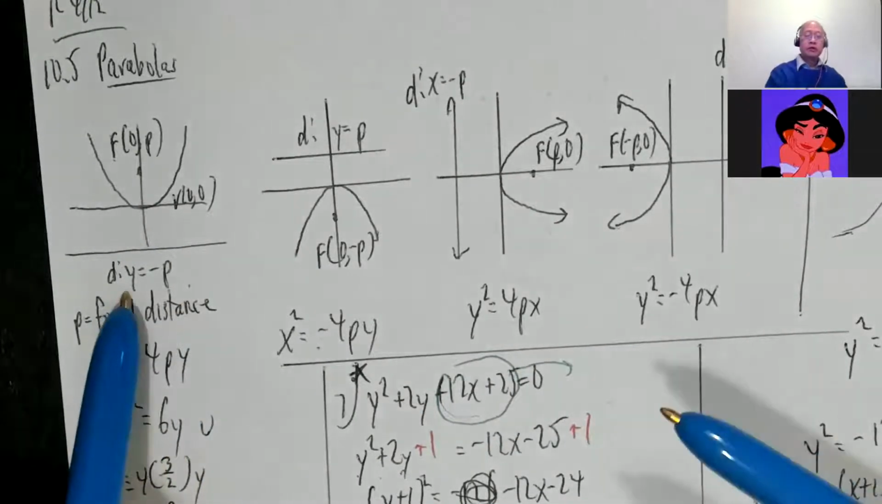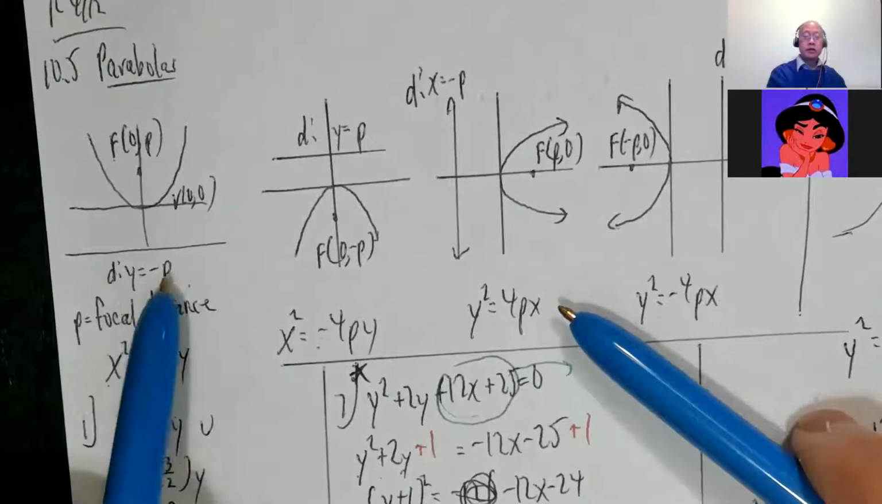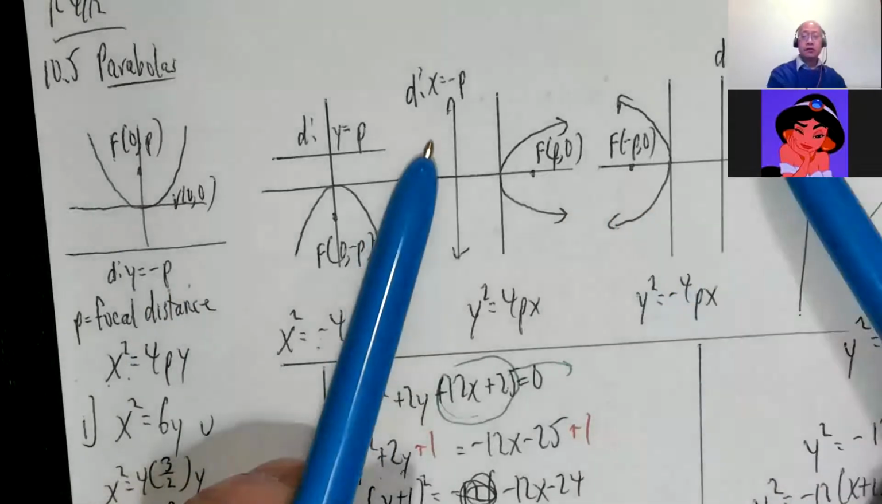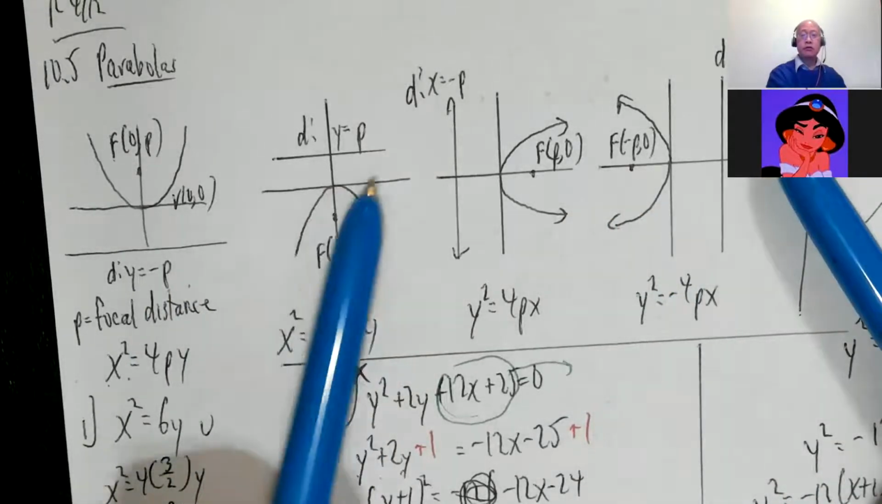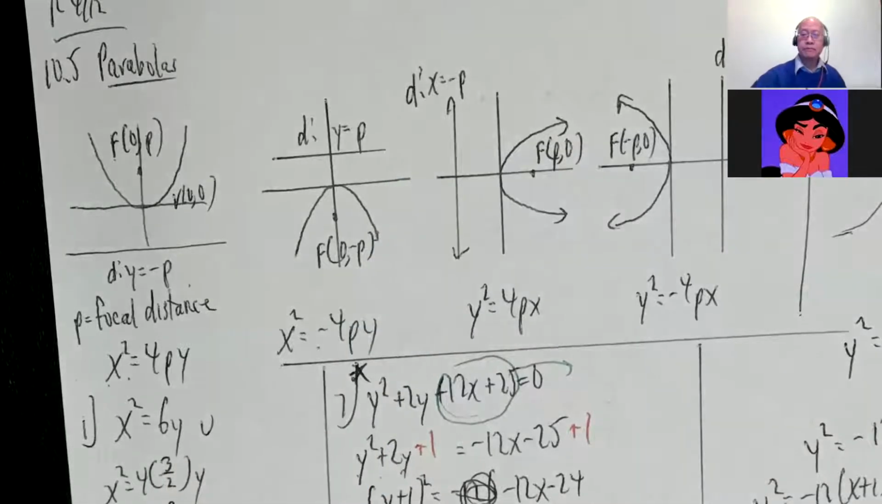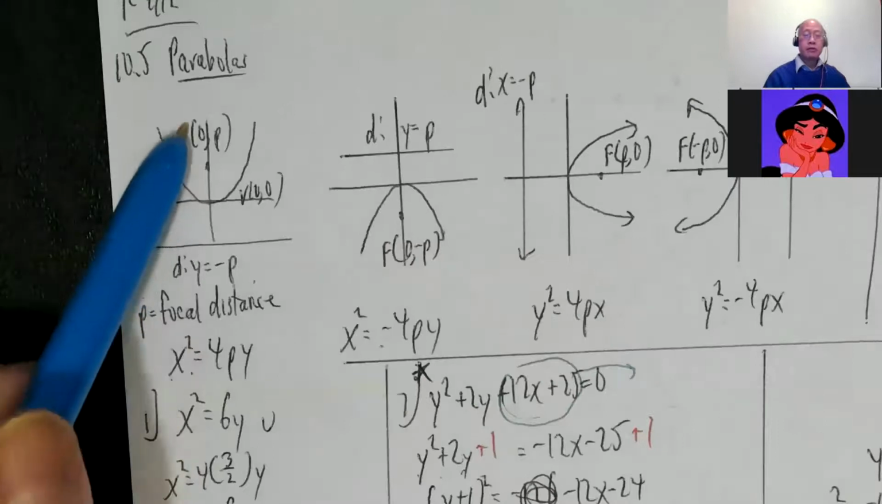Notice for the directrix, it's a line. It's either a horizontal or vertical line. Horizontal lines have equation y equals a constant. Vertical lines have equation x equals a constant. You need to put the x or y equals. You won't get full credit if you just put directrix is 3, you need to say x equals 3 or y equals 3, as the case may be.